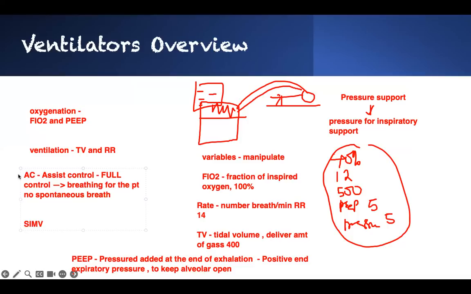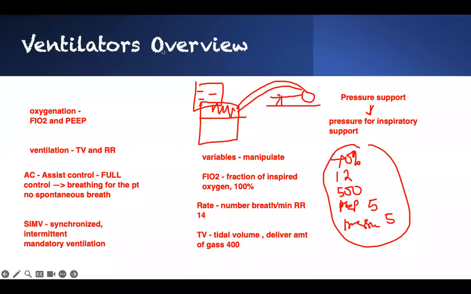Then his friend, SIMV. This is very long, look at it. It's synchronized intermittent mandatory ventilation. It's a bunch of words, right? So what does that mean? All it means is it's opposite to assist control. It's supporting you. The machine will breathe for you, but it allows spontaneous breaths. So it's not a full control.